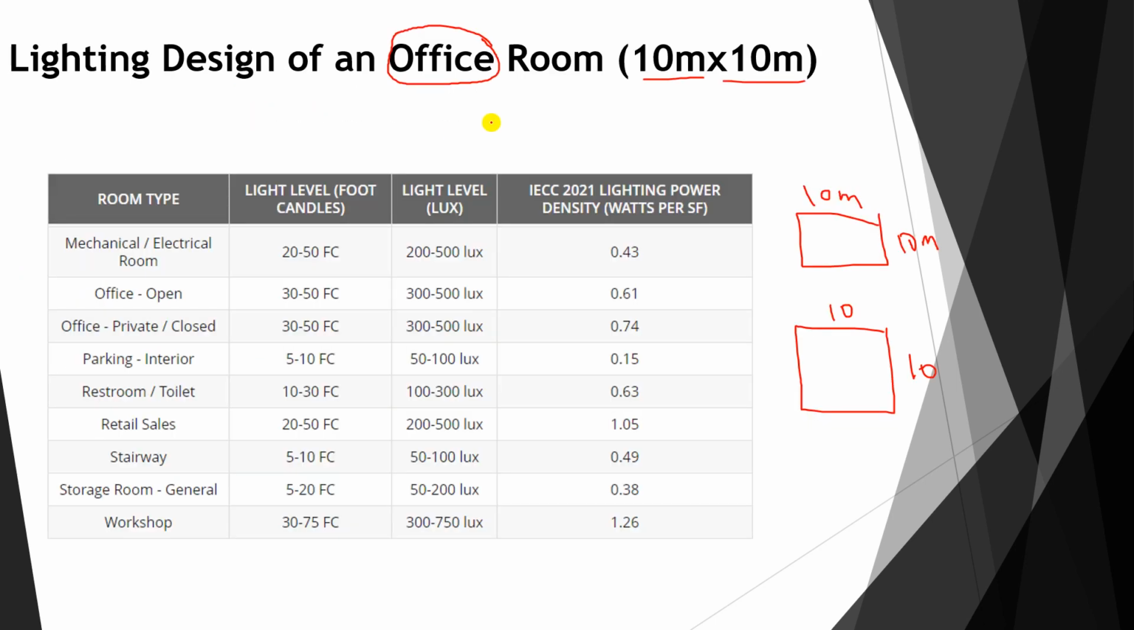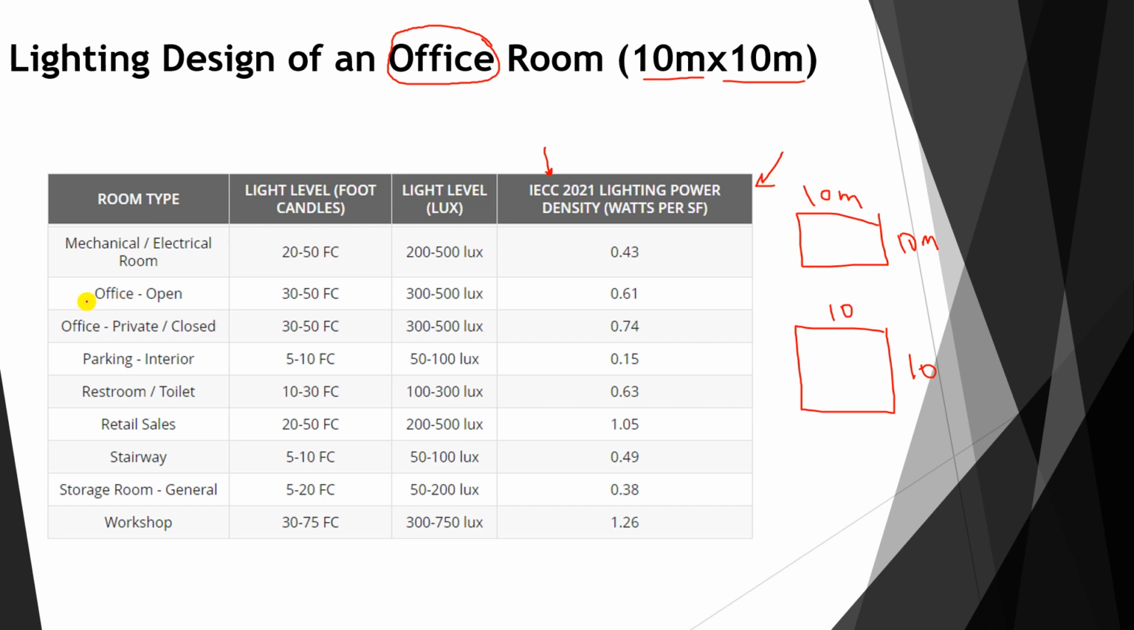So according to the IECC, not the IEC, but IECC, this is another code, the International Energy Conservation Code. This one gives us the lighting, or the lux, required in every room. We discussed this in another lesson about the lux, when we discussed the codes.